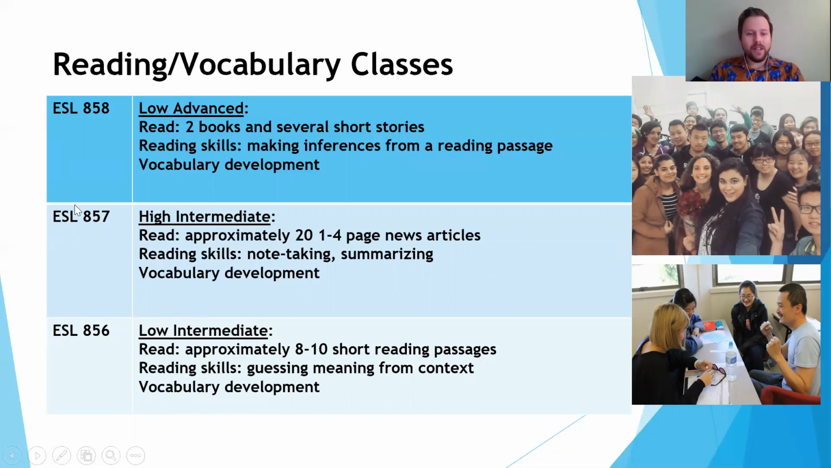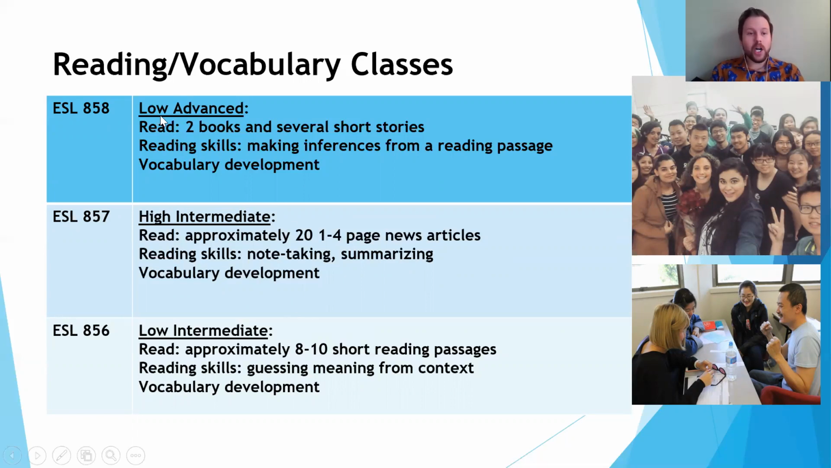In 857, our high intermediate class, you're going to do some more reading. You're going to read 20 1 to 4 page news articles. So there's more reading and also longer because you are building your reading fluency, right? You'll become a faster reader, a more comfortable reader. Some of the skills you'll learn are note-taking and summarizing.